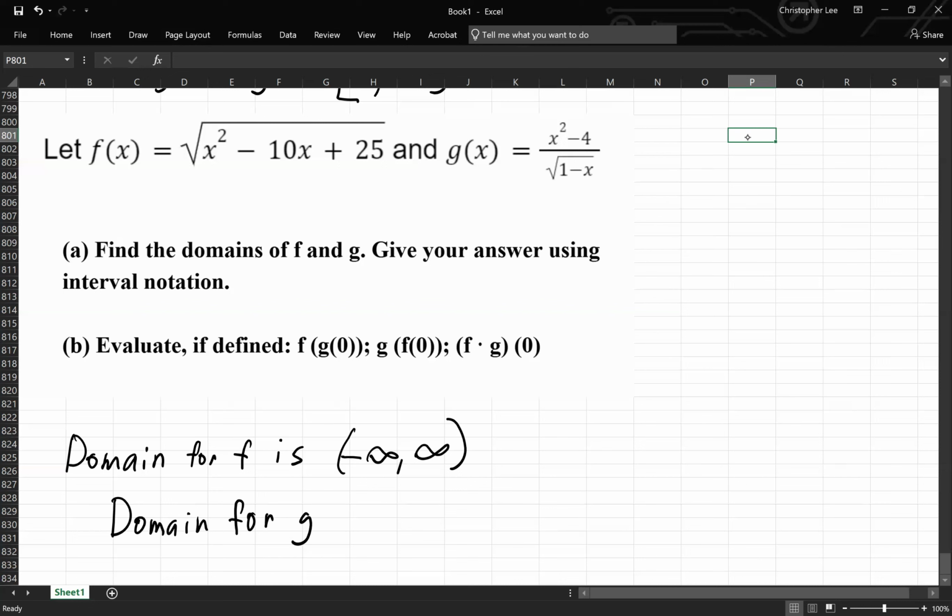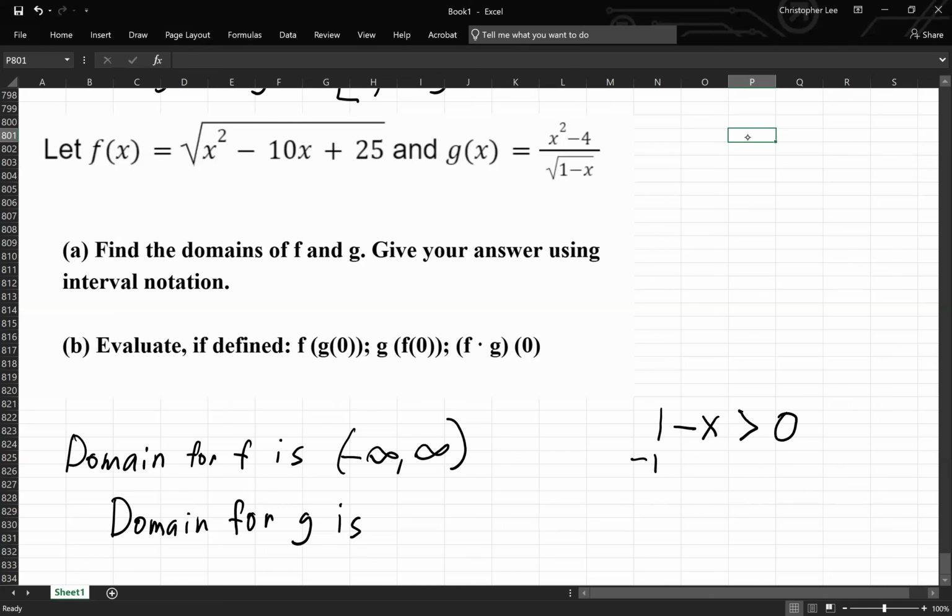for G is, now all I care about is that denominator. I cannot divide by 0. And I cannot take the square root of a negative number. So long story short, what do I want to do? I want to take what's inside there, the 1 minus x. I need this to be greater than 0, right? And that's it, essentially, right?